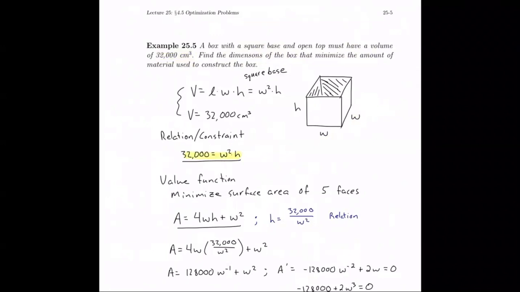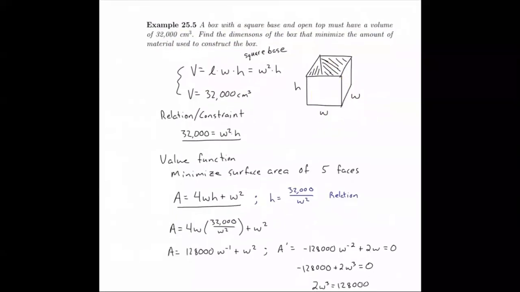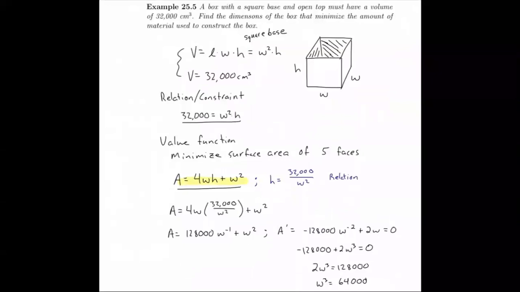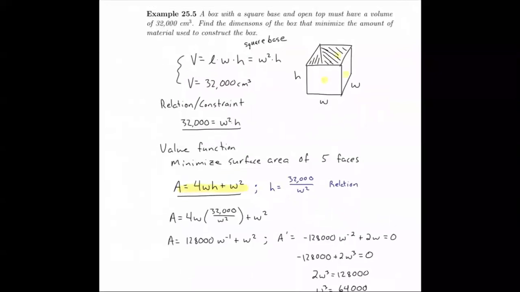What's our value function? We need to minimize the material, the combined area of all these faces. Well, notice we have a W times H face, that's this area, another W times H, another W times H, and a fourth W times H, plus the bottom face has an area of W times W. So there we have it put together in the picture. The area we're trying to minimize is A equals 4 times WH. Those are the 4 faces on the side.